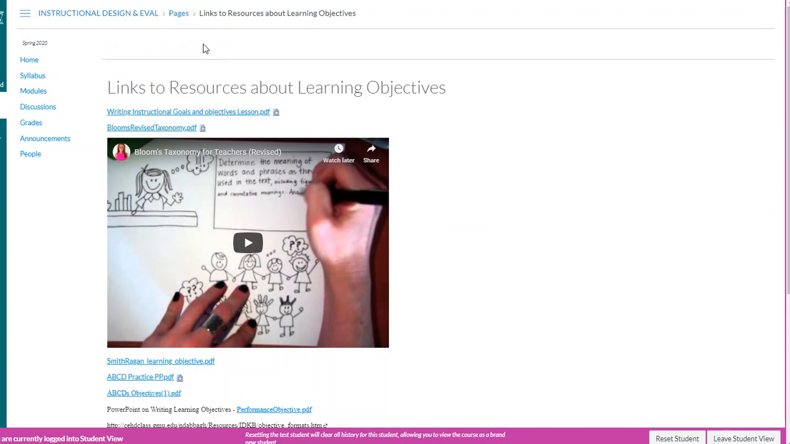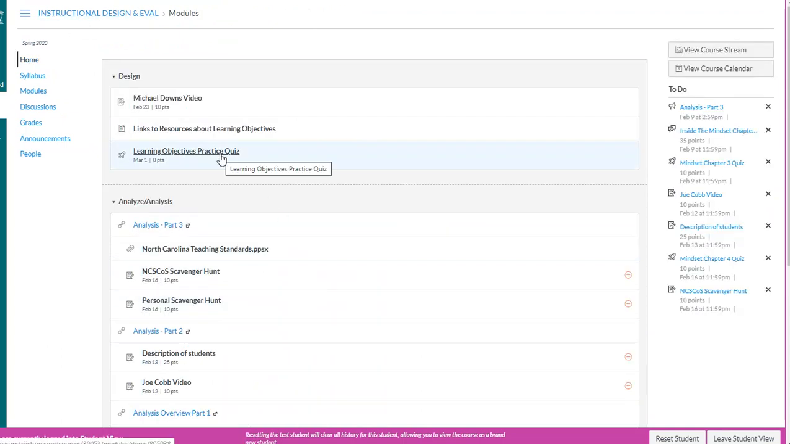So what I want you to do then is, after you feel like you've got a good handle on learning objectives, I've developed a practice quiz. This is strictly practice. It will not be scored. It will not be graded. It's just for you to be able to check and see how well you know your information about learning objectives. Then next week, I'll give you an actual quiz that will be graded, and it'll be about learning objectives.